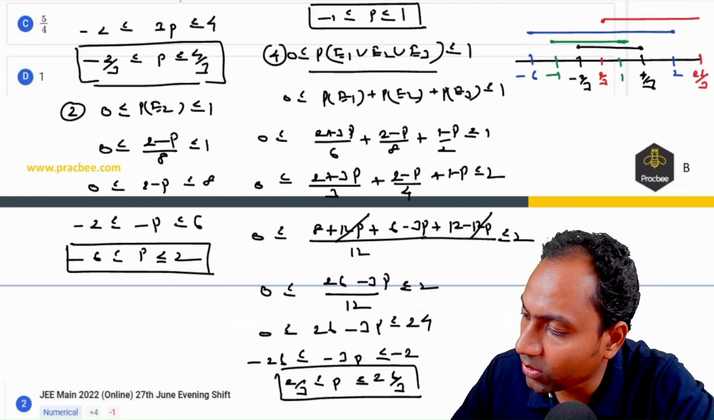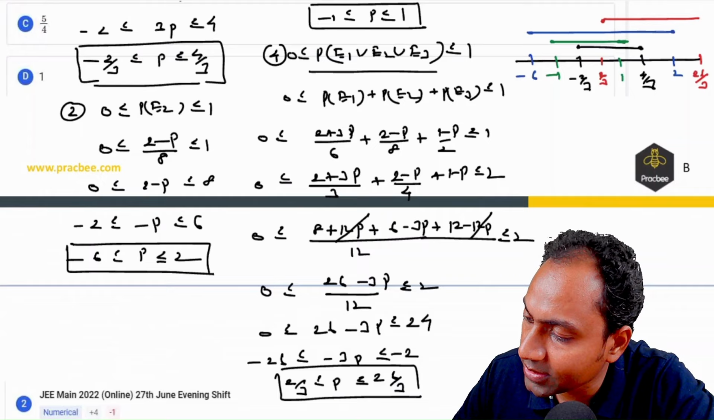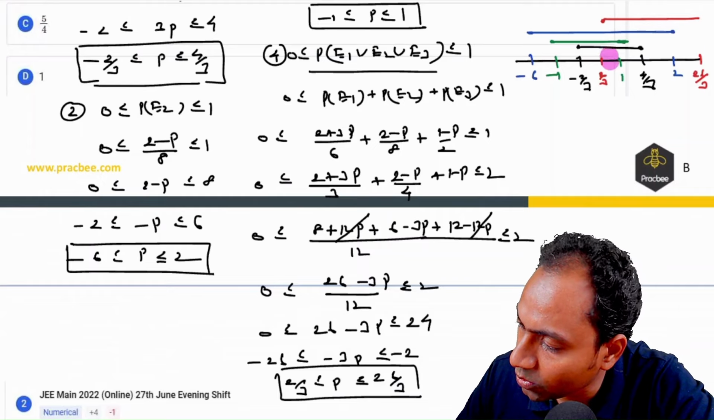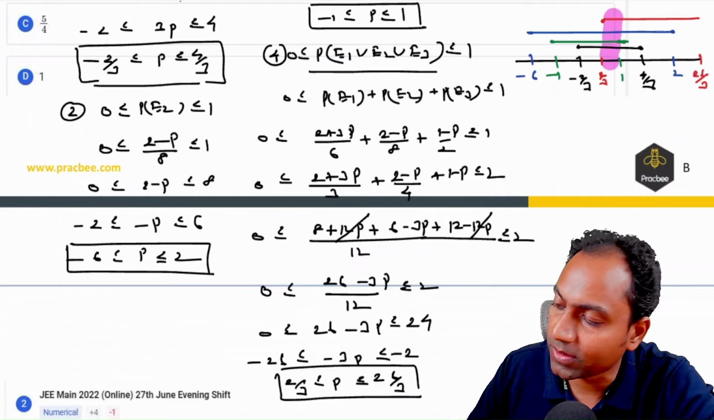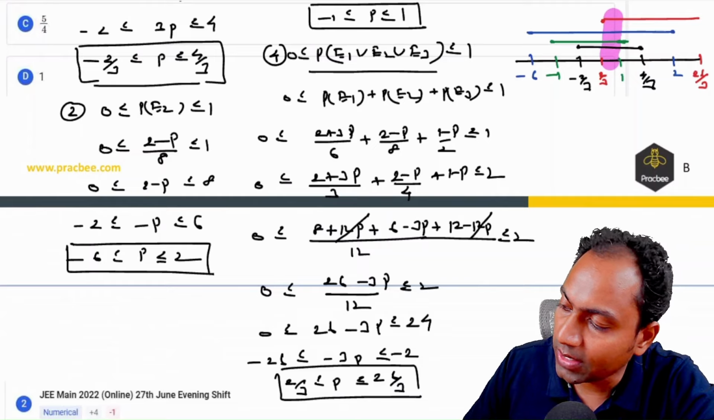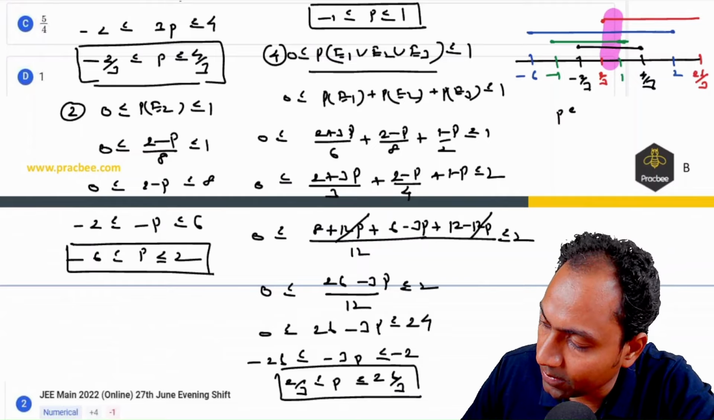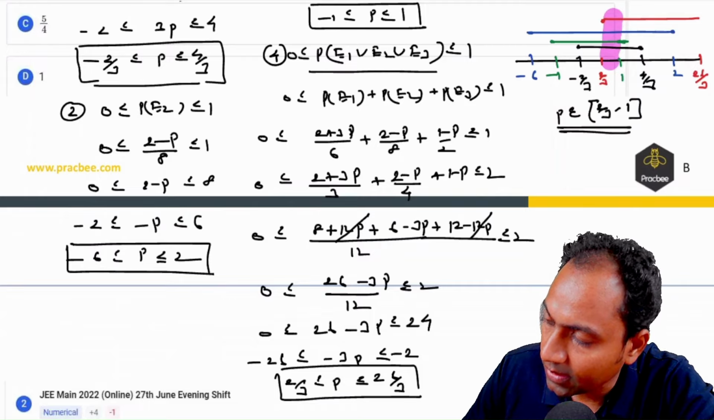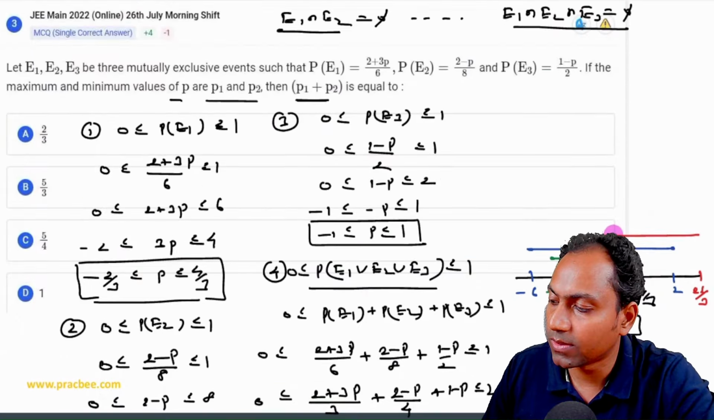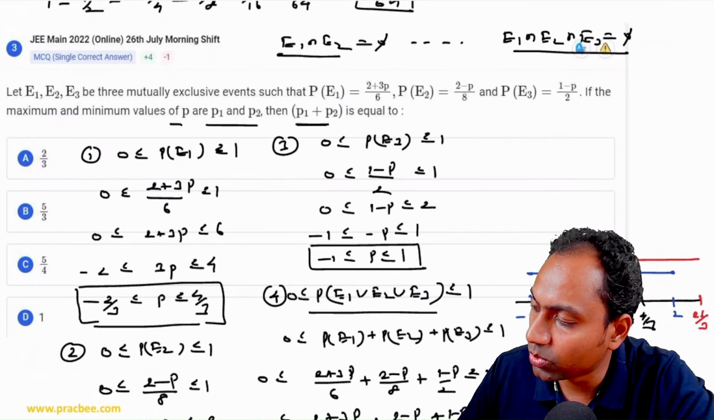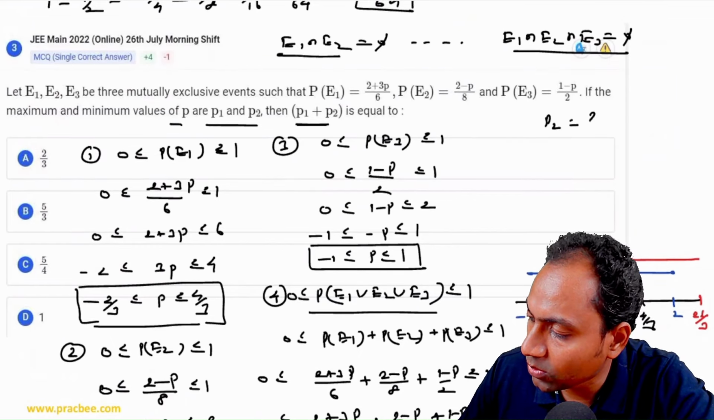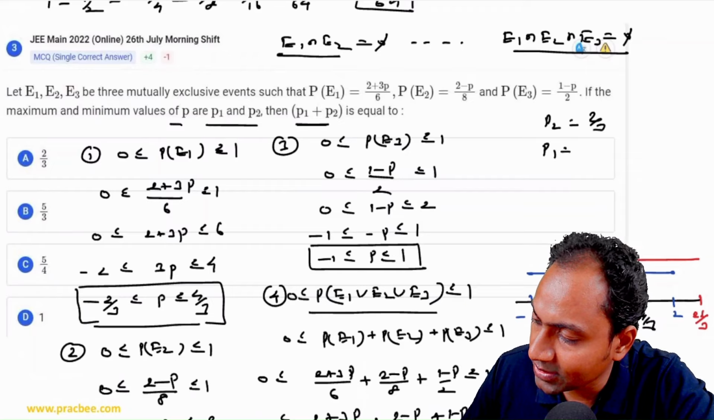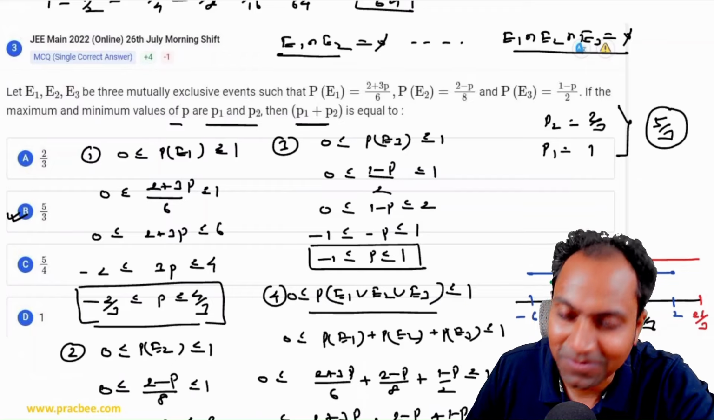So if I take all of these values, you can see the common intersection points come out to be between 2 by 3 and 1. Only this much is common in all the 4. So the answer of this question comes out to be P belongs to 2 by 3 to 1. The minimum value, that is nothing but P2, comes out to be 2 by 3, and the maximum value, that is nothing but P1, comes out to be 1. So if I add both of these, the answer becomes 5 by 3. That is nothing but option B.